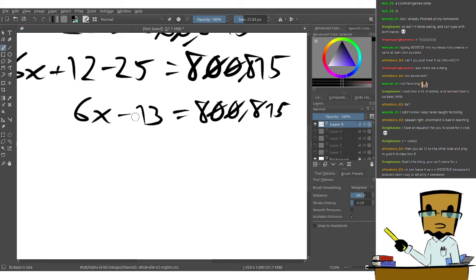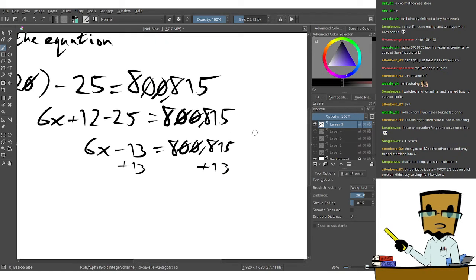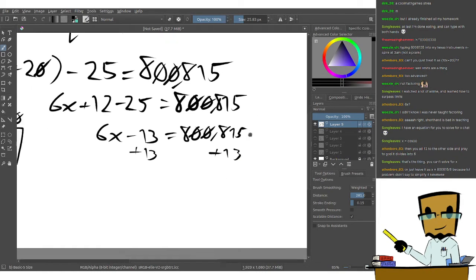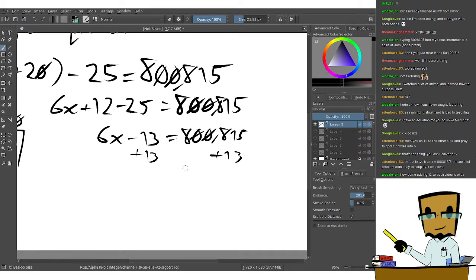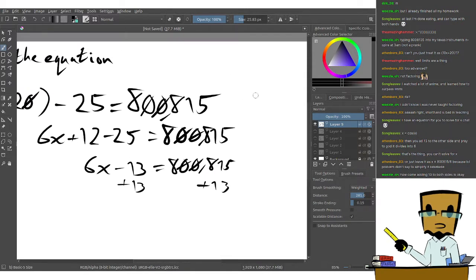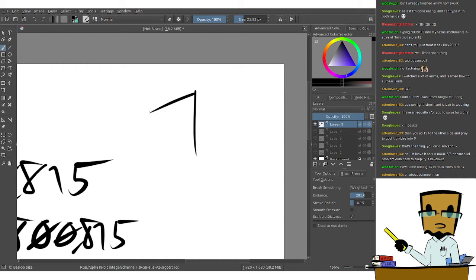But we have to get rid of this 13. And this is the fun part of algebra. What you do is you add 13 to both sides. This is the core of algebra, that if you perform the same operation to both sides of an equation, it's equal. Think of it like a scale. This is the usual metaphor for algebra.